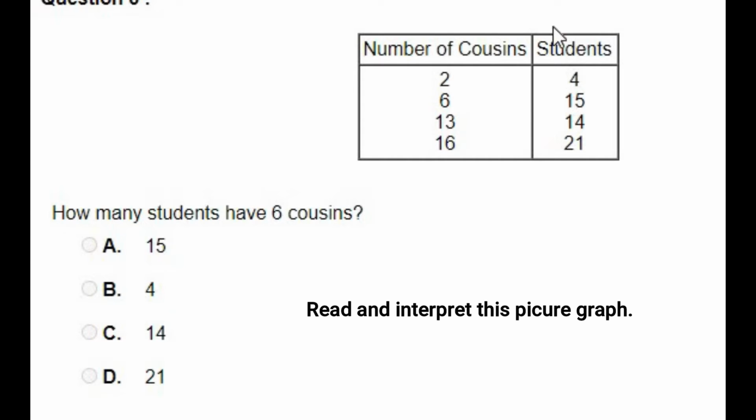So the number of students and the number of cousins. Again, 4 students have 2 cousins, 15 students have 6 cousins, 14 students have 13 cousins, and 21 students have 16 cousins. We go back to our question. How many students have 6 cousins? We got 6 cousins over here, so that is 15 students. So 15 goes with 6, so our response to this is going to be 15.